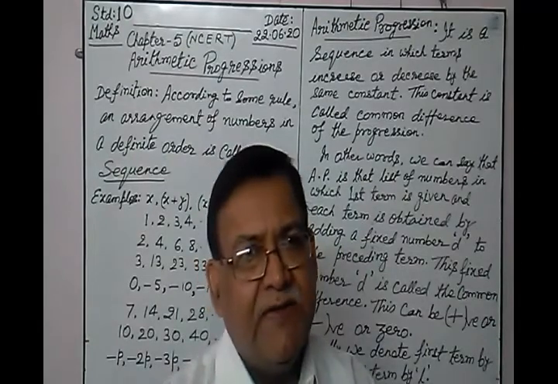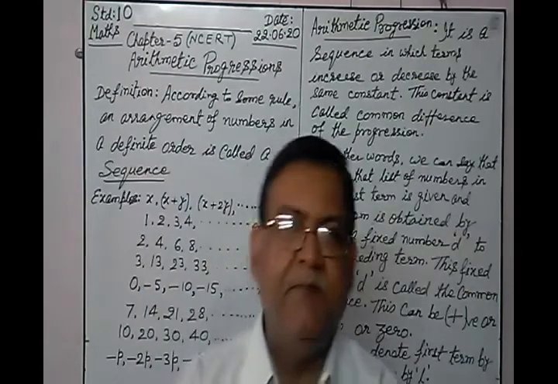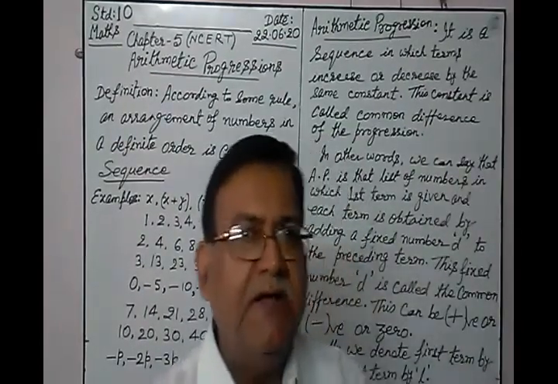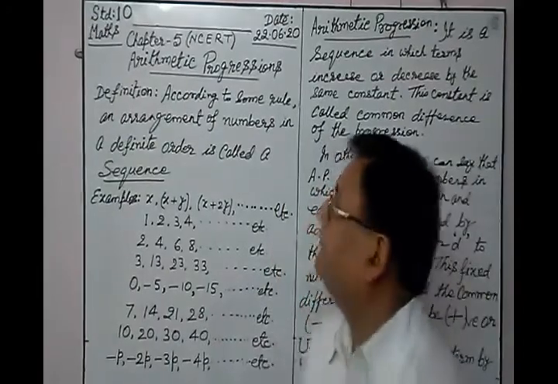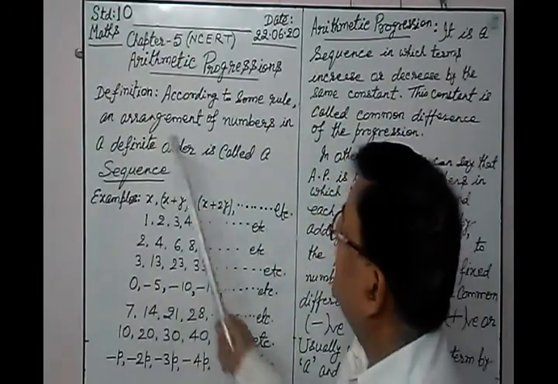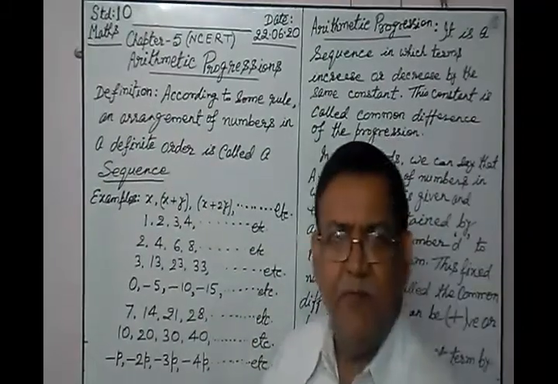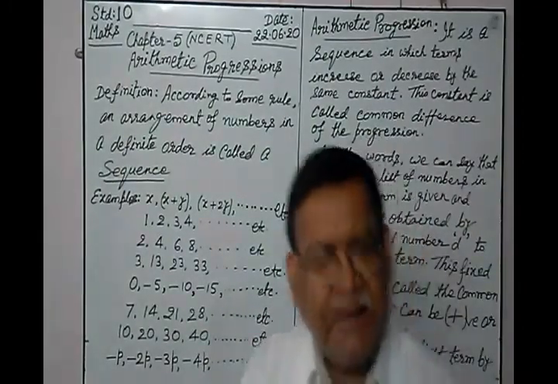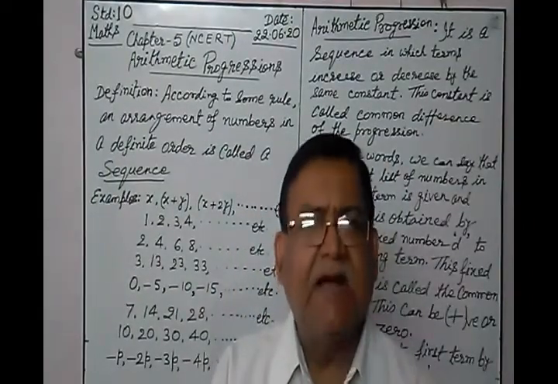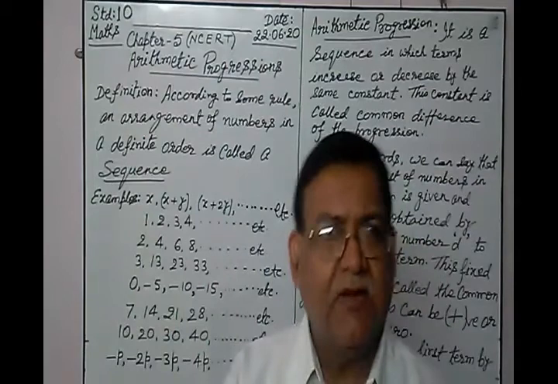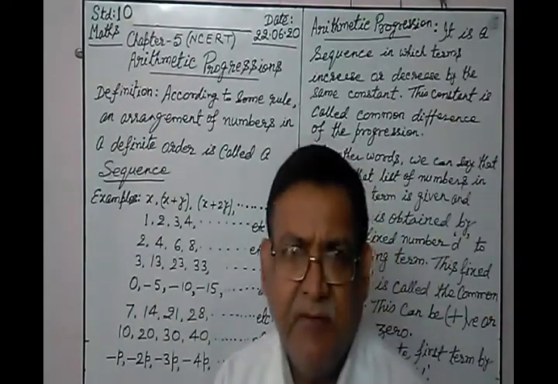What is the meaning of this arithmetic progression? Okay, so let us see. First of all, we will learn about the sequence. What is a sequence? See, the definition: if the numbers are arranged in a certain order according to some rule, then such type of arrangement is called a sequence.